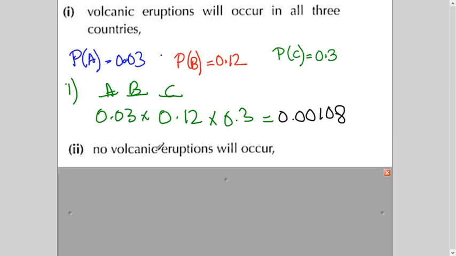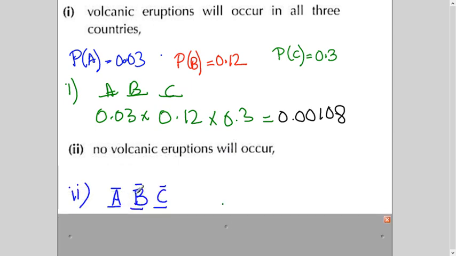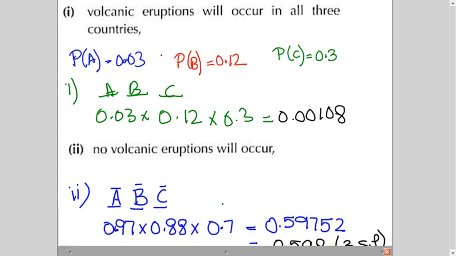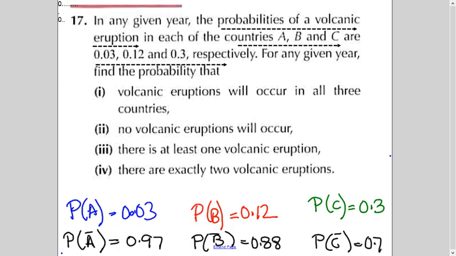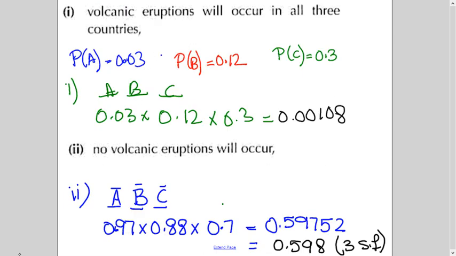Okay. No eruptions will occur. So in any country, no. So what does it mean? Country A, no eruption. Country B, no eruption. Country C, no eruption. And we have taken out the probability of these: 1 minus this, 1 minus this, 1 minus this. So you will simply multiply them and you will get the probability that no volcanic eruption happens in any country. Okay, I hope it is clear so far. So if you write down all the information in the beginning, it's easy to plug in values then, right? And there are fewer chances of error.